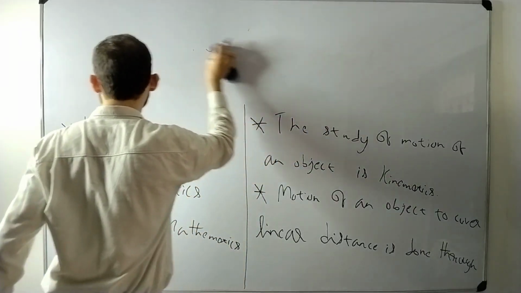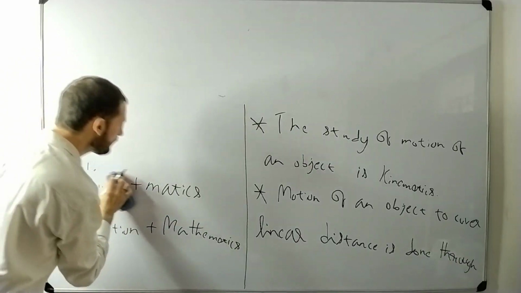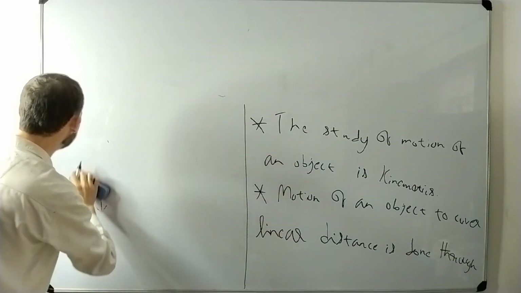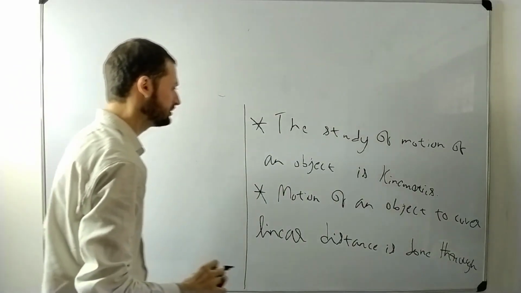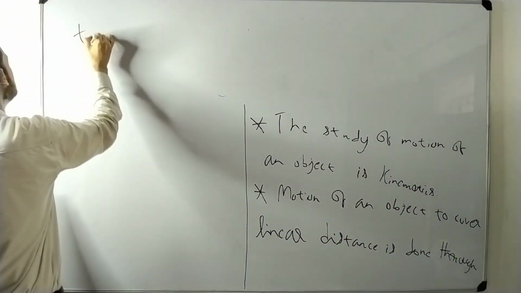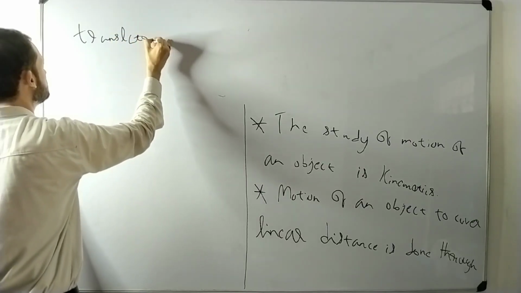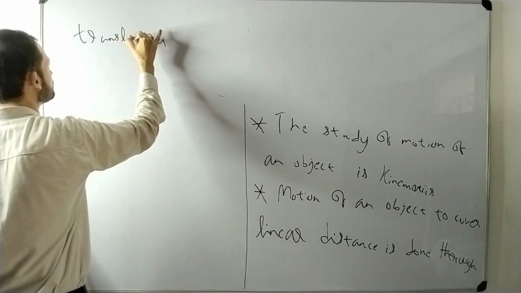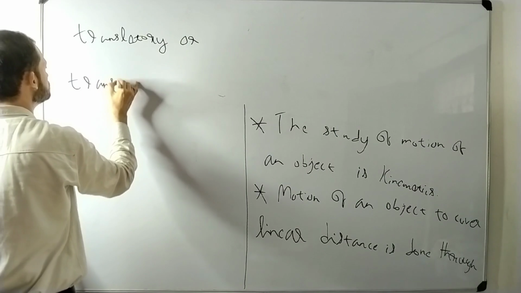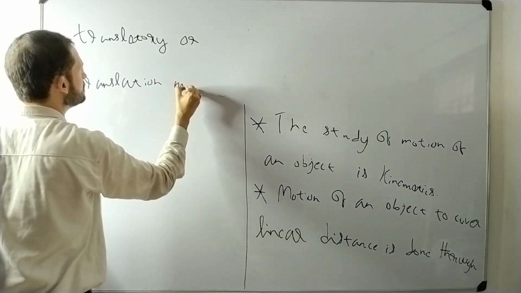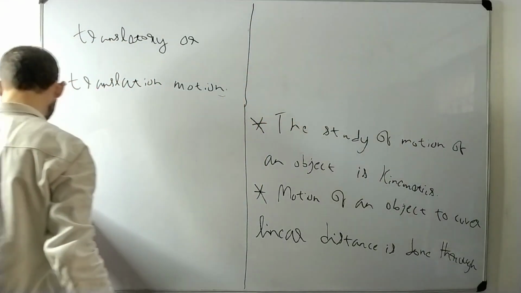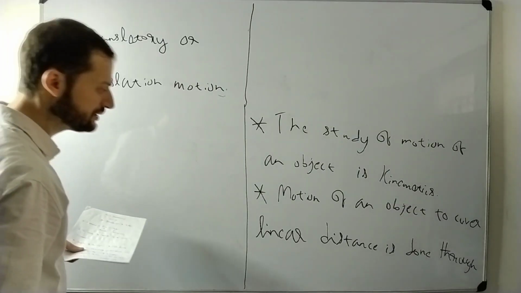Let me explain this to you. So a student would be saying that, sir, you were supposed to publish on Wednesday and you are publishing on some other day. It's done through translatory or translation motion. Right students? Yes sir, we have understood this. To cover linear distance, yes.